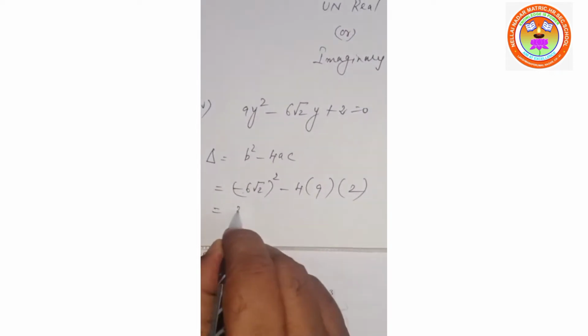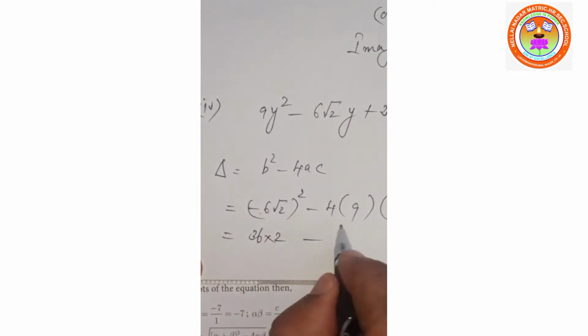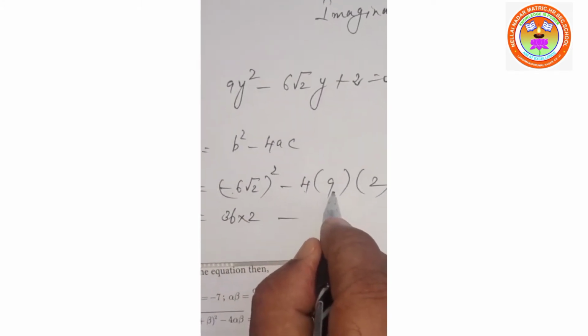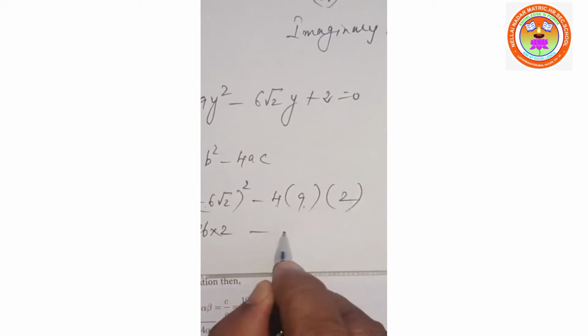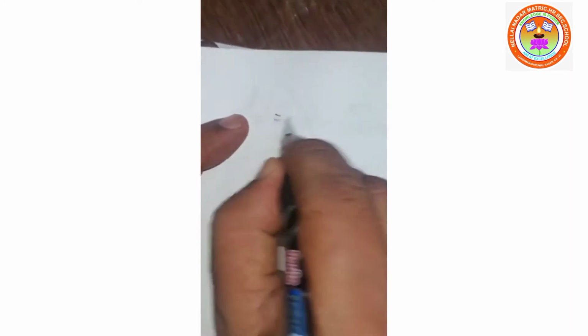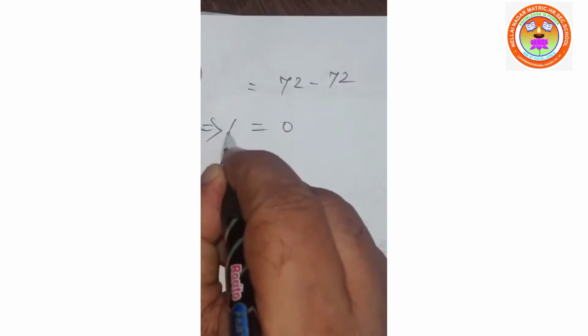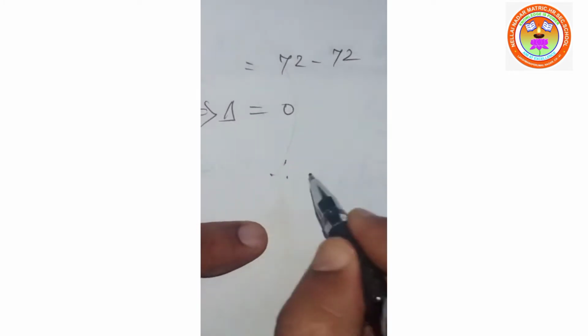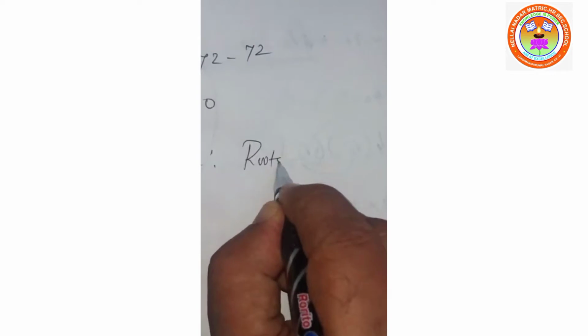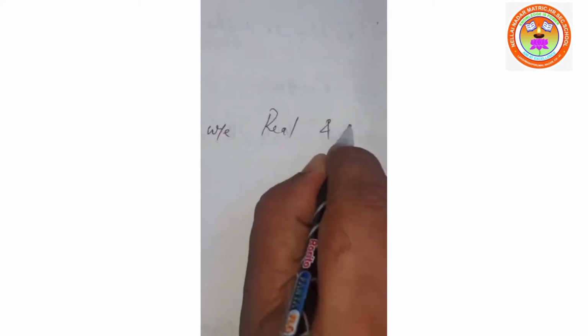Minus 6 the whole square is 36, into root 2 square is 2, minus 4 nines are 36, 36 into 2 is 72. So 36 twos are 72, minus 72 equals 0. So if the delta value is equal to 0, you can write the nature: the roots are real and equal.